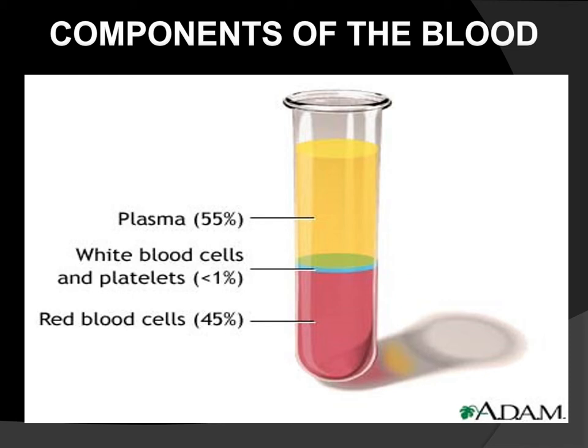In general, what are these components of blood for? RBCs carry oxygen. WBCs are the immune cells. The platelets are important for blood clotting. While the plasma carries more than 100 substances such as hormones, nutrients, among others. So now let us briefly discuss each of these components of blood.